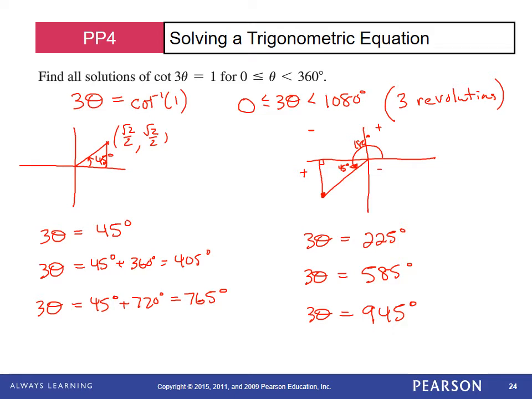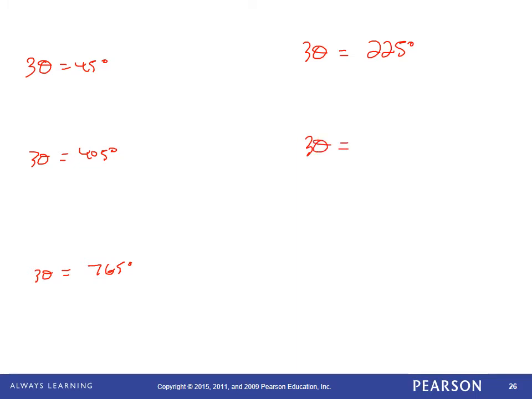All right, I'm running out of space here, so I need to go to the next slide. Let me list them here. 3 theta is equal to 45 degrees. 3 theta is equal to 405. 3 theta is equal to 765. 3 theta is equal to 225. 3 theta is equal to 585. And 3 theta is equal to 945.